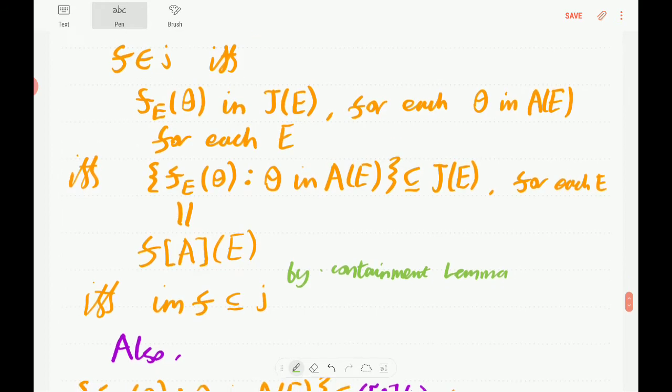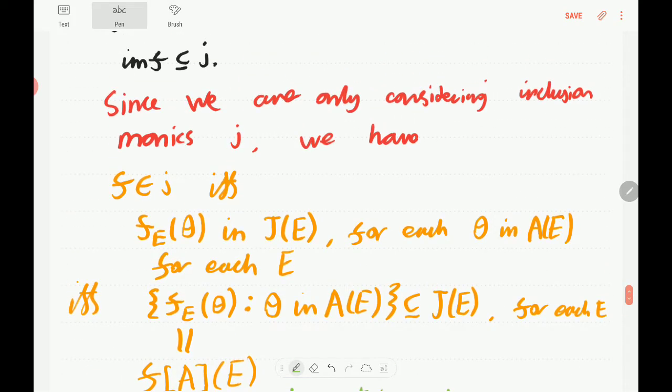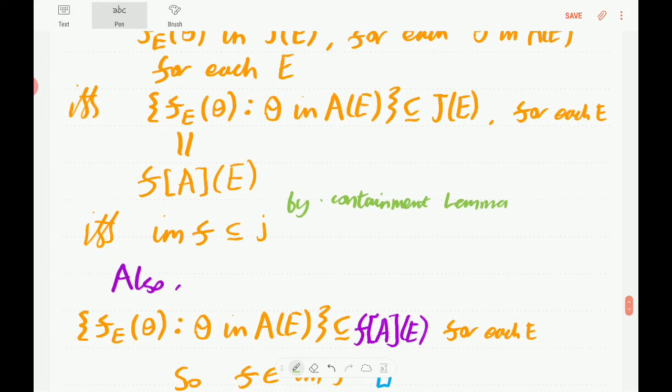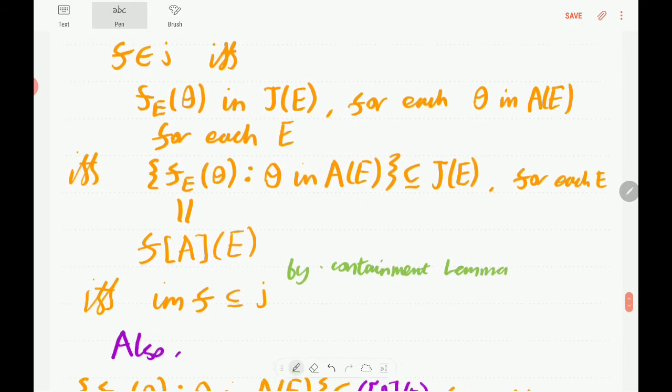And then by the containment lemma, since this kind of thing is just a set of E-type figures of IMF, and this holds for every E, this is equivalent to just saying that IMF is contained in J. So we've now shown that for any inclusion monic, we have that F is in J implies IMF is contained in J. Now, the only other thing we need to show is that F is in IMF, and that's also quite easy.